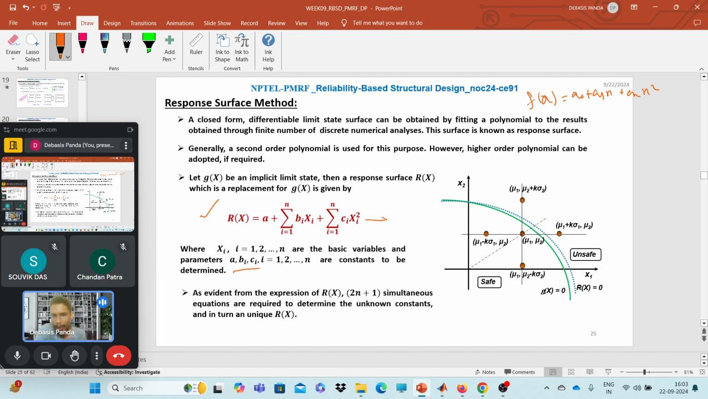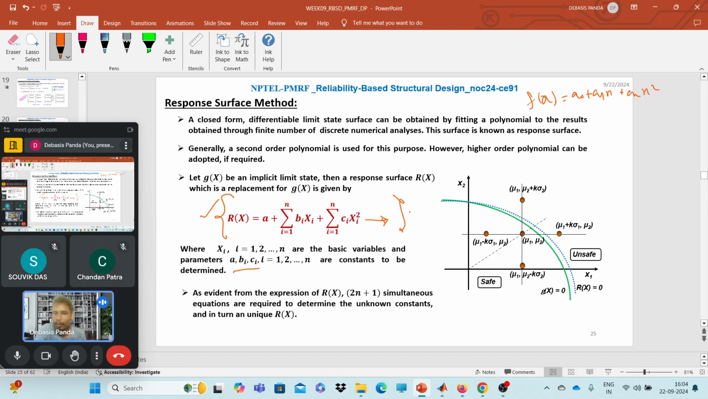Now we have the polynomial. Here up to second degree, or cubic if considered, you can consider up to nth order as per your requirement. That many simultaneous equations you need to develop, and you need to solve for the unknown coefficients. So the first step, we consider one response surface. This is nothing but the meta model we have considered.